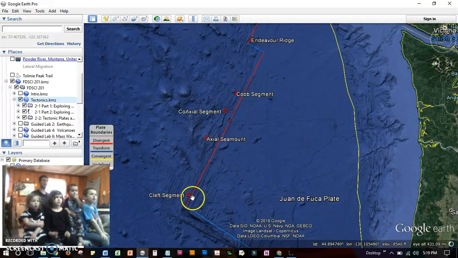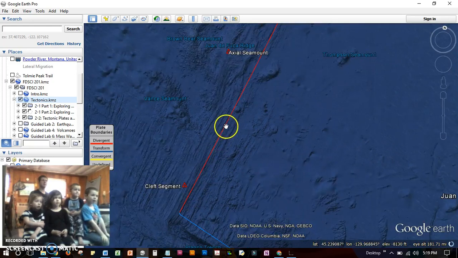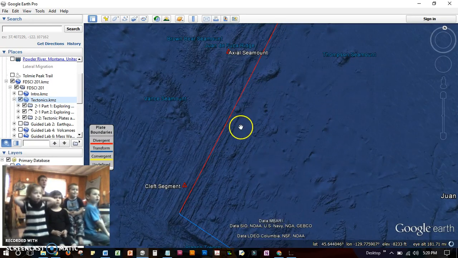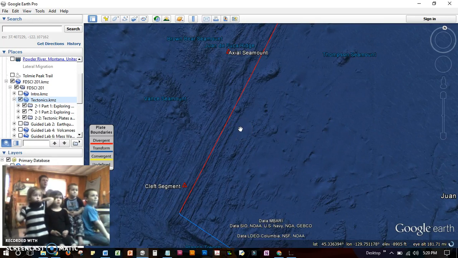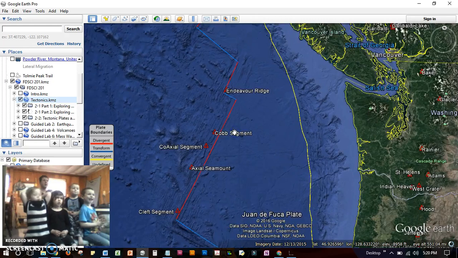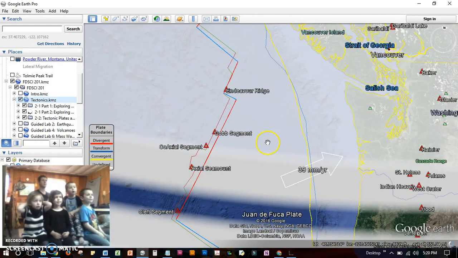Good observation, Aiden. Remember when I said that right here, the plates are moving away from each other? Well, they make a space there so that lava can come up out from under the bottom of the earth. And when lava comes up, what does it make? New land. It makes a volcano come out of the water.